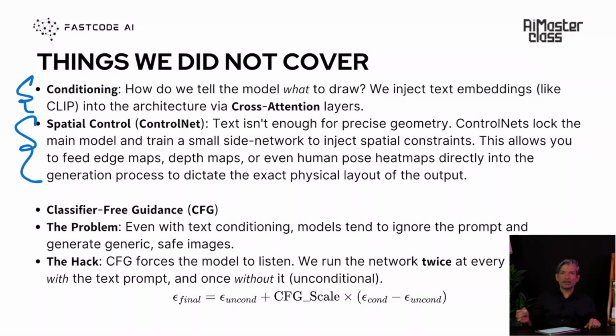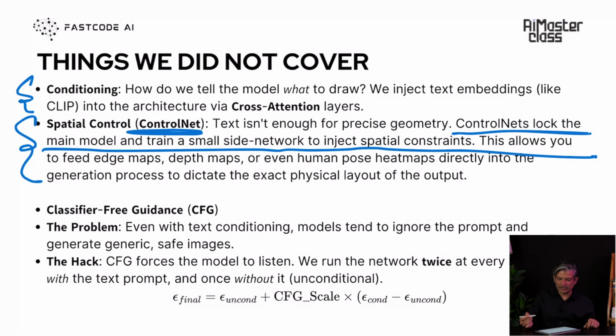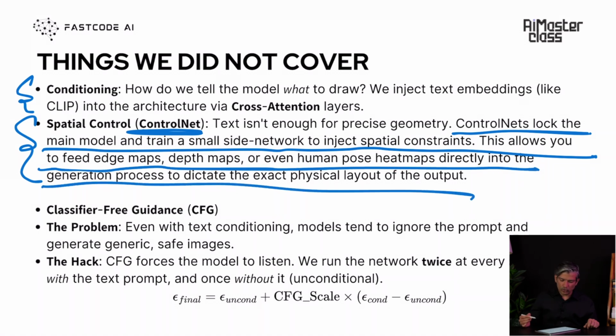Another thing that you should definitely look up, and which we'll mention in the rabbit hole section of this lecture, is something called ControlNet. And ControlNet is something very, very cool. What you're saying is that text itself is not enough for precise geometry, and ControlNets lock the main model and train a small side network to inject these spatial constraints. This allows you to feed edge maps, depth maps, or even human pose heat maps directly into the generation process to dictate the exact physical layout of the output.